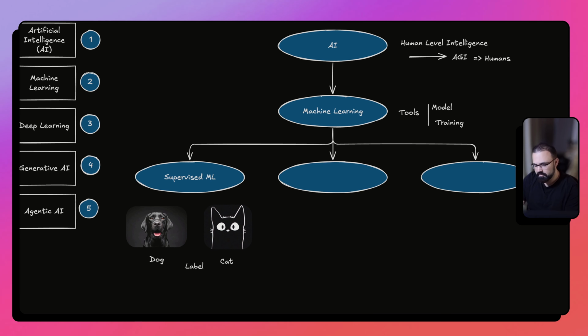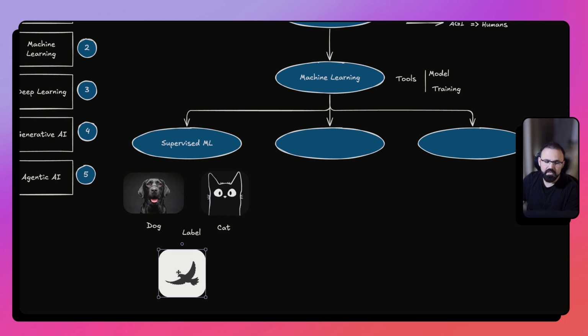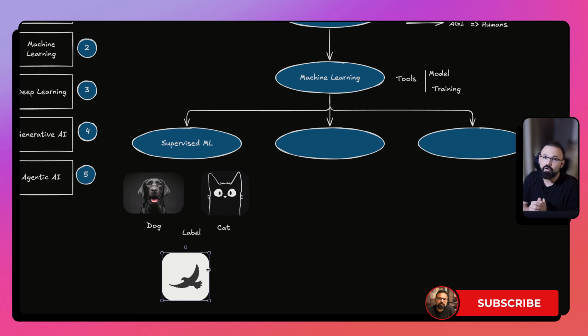But what happens if you give a new image which doesn't look anything like a dog or a cat? At this stage, this will fail, or it will give an incorrect answer. This is a bird, and this supervised model will fail at this point because it was trained on two sets of data. One was the images of dogs, and the other set was images of cats.